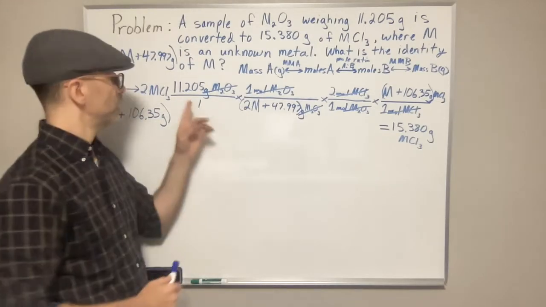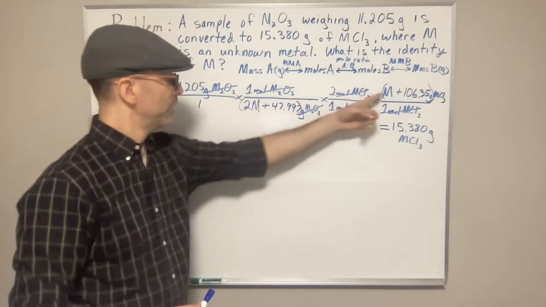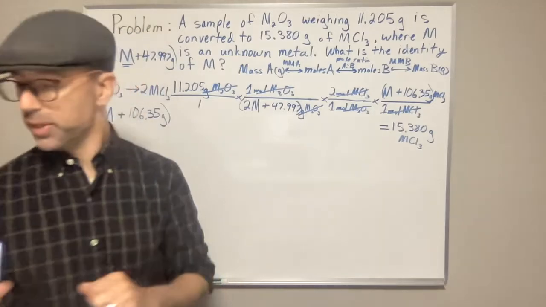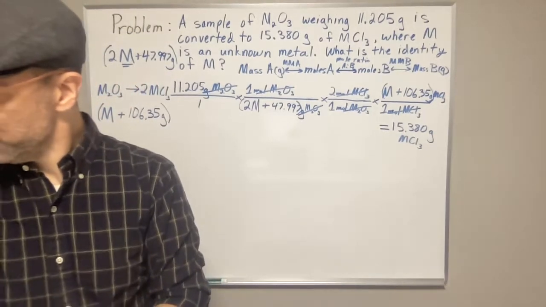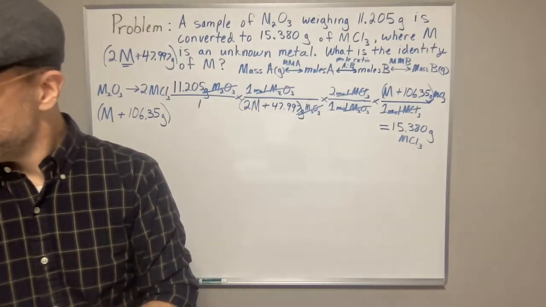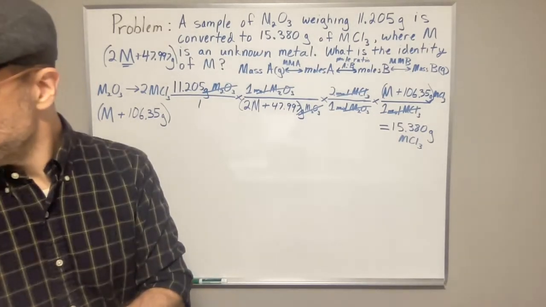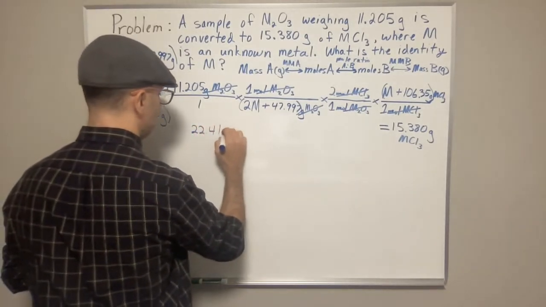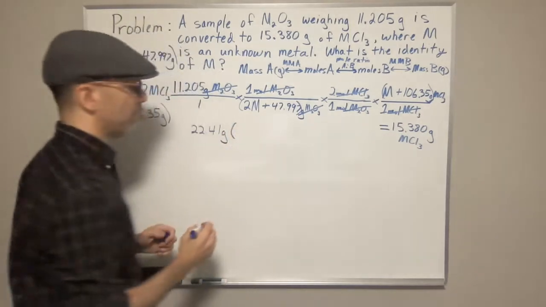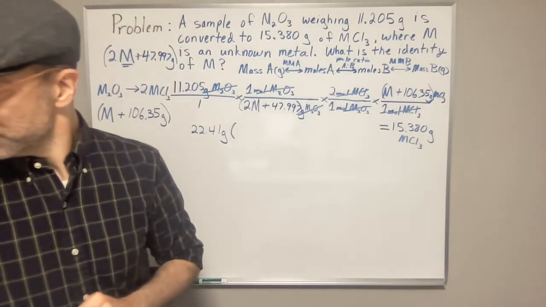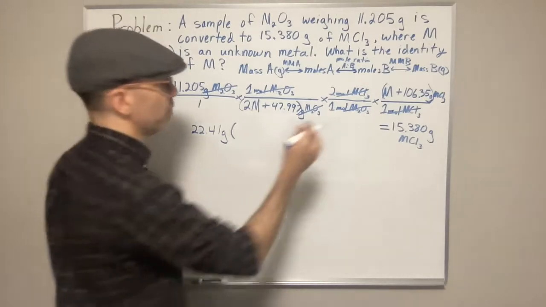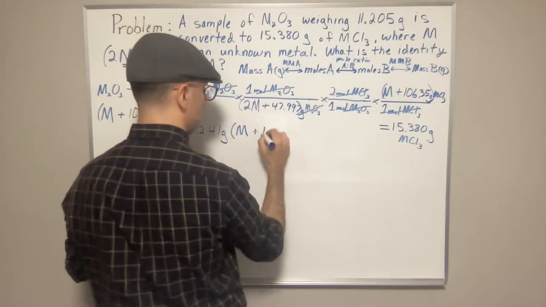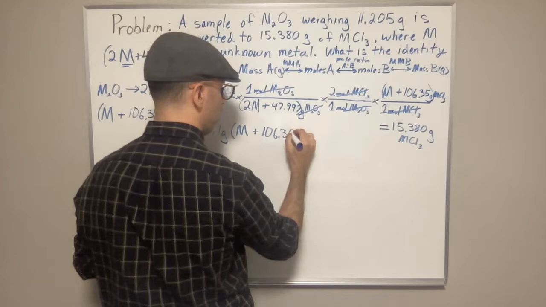The first thing we'll want to do is multiply the top, get that together, and multiply the bottom, get that together, and go from there. When we multiply the top together, we get 22.41 grams multiplied by this part here: M, the molar mass of M, plus 106.35 grams.